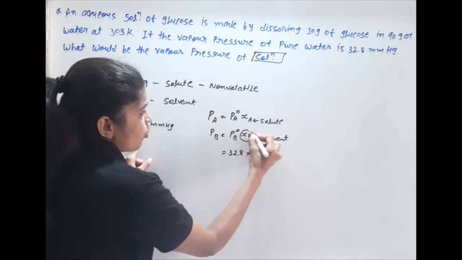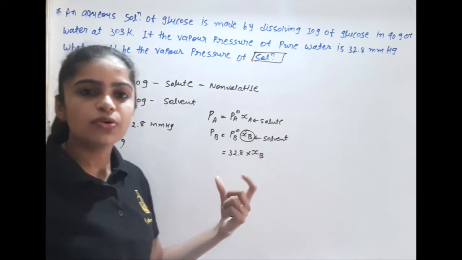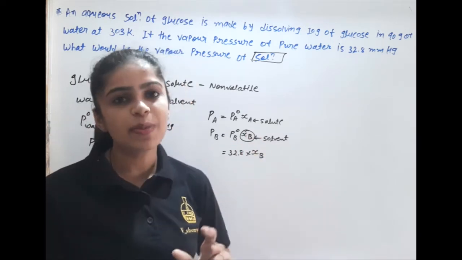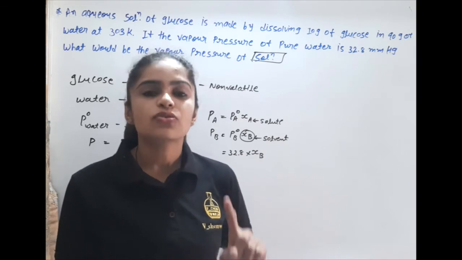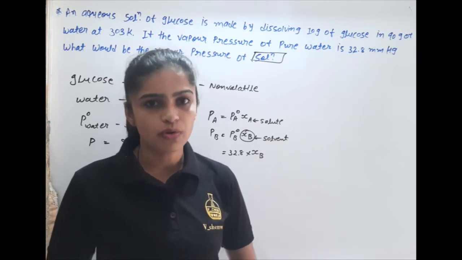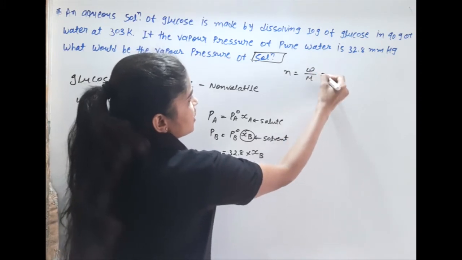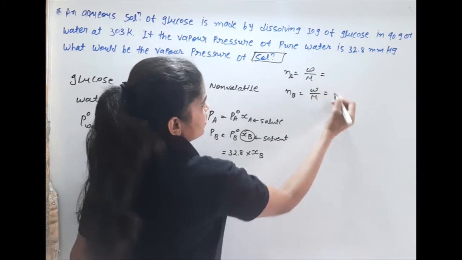Find out the mole fraction. How to find out the mole fraction? We know that the mole fraction XB is equal to the number of moles of B divided by the number of moles of A plus the number of moles of B. So first find out the number of moles. N is equal to weight by molecular weight. This is NA and NB, weight by molecular weight.